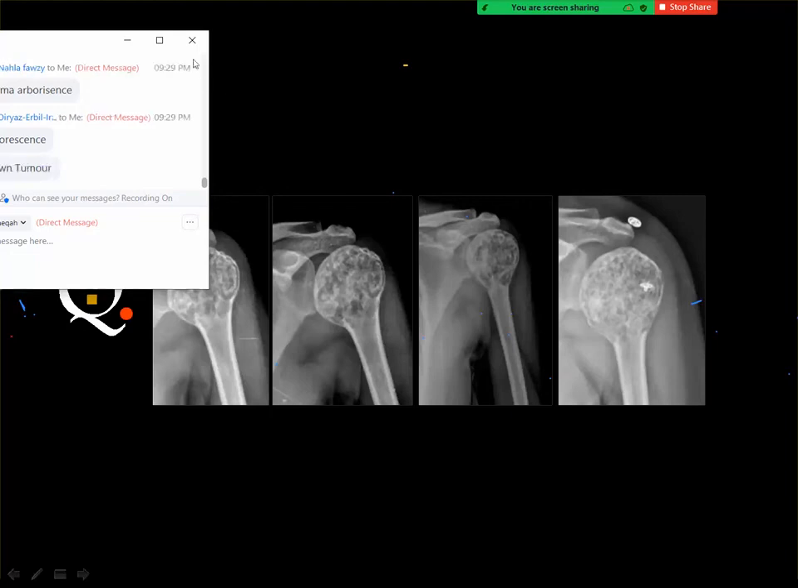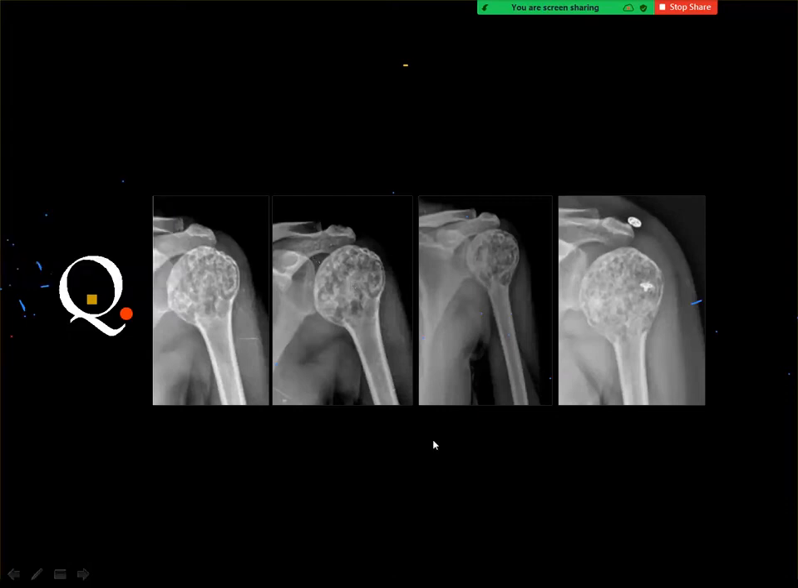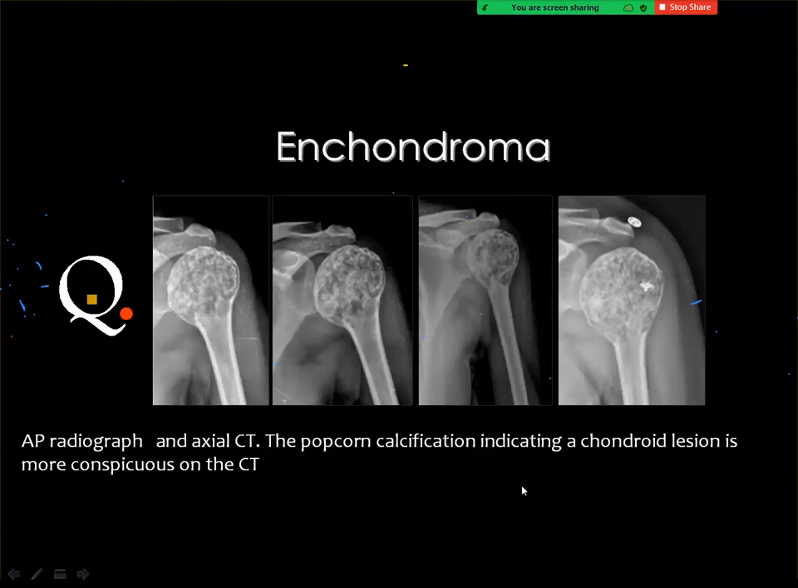Brown tumor of hyperparathyroidism. Then this is the possibility answered by you. Other possibilities? Okay, actually, you got an expanding lesion in the head of the humerus with matrix calcification. Enchondroma is a good answer, and this actually was an enchondroma.